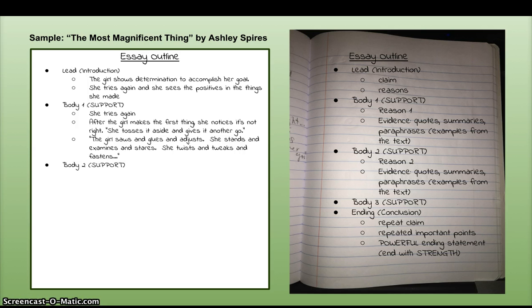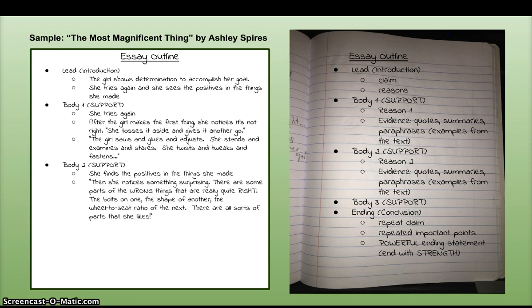So here's my body 2, my second support paragraph. I'm going to talk about my reason 2. I'm going to talk about how she finds positives in the things she made. And of course, I need evidence. So here's a piece of evidence that proves she sees the positive.